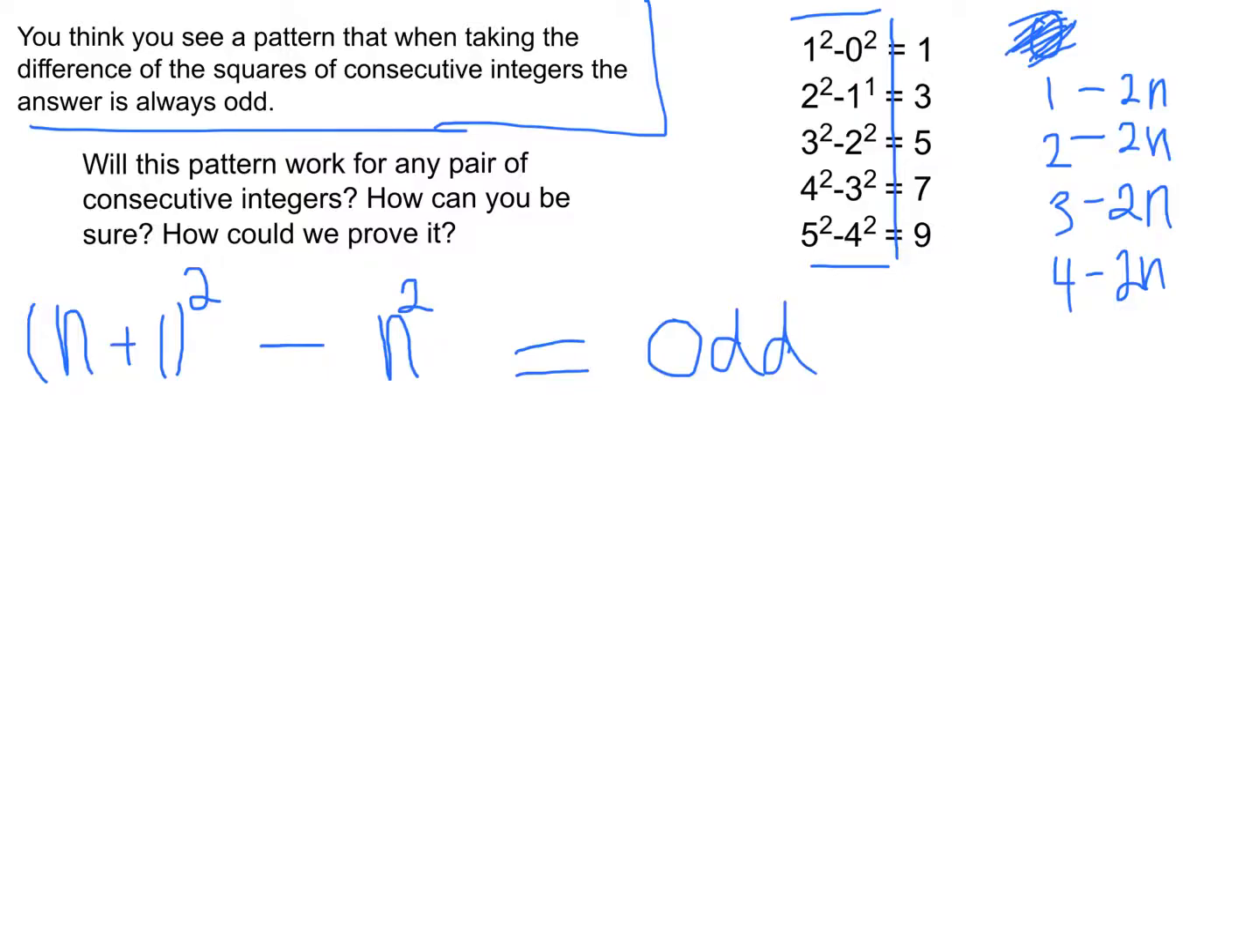Now, how would we make these odd? Remember how we said that an odd number is always one more than an even number? So think about it this way. If you started with 1, okay, 2 times 1 is 2, right? Now when I add 1 to that, I'm going to end up with 3.